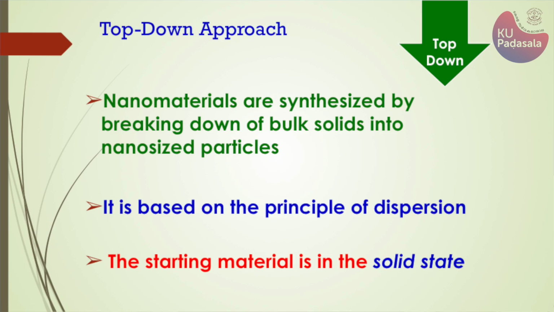In the top-down approach, as the name indicates, we are beginning from a bulk material and now scale down it into nano level entities. That is, nanomaterials are synthesized by breaking down of bulk solids into nano-sized particles. It is based on the principle of dispersion. Preferably, the starting materials are generally in the solid state.